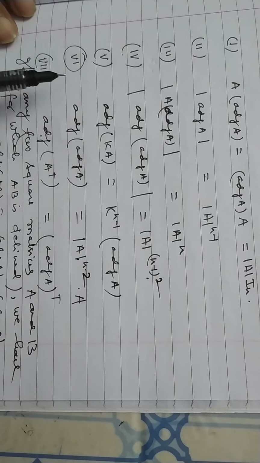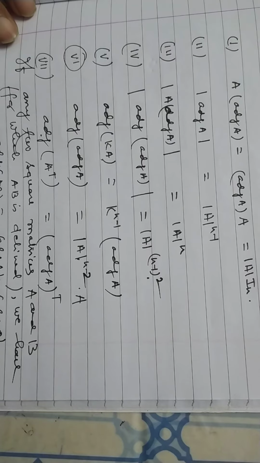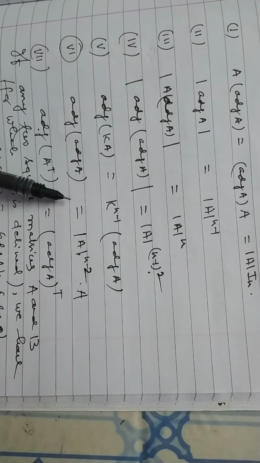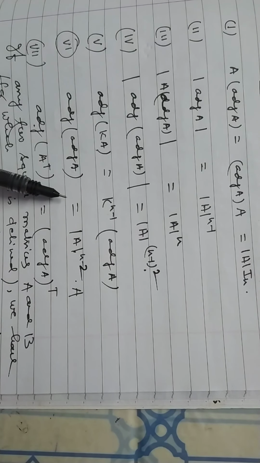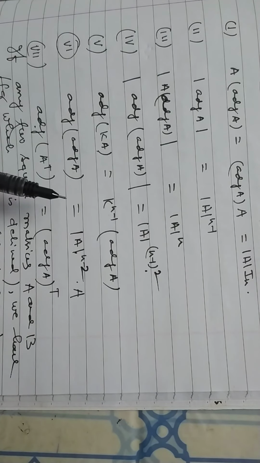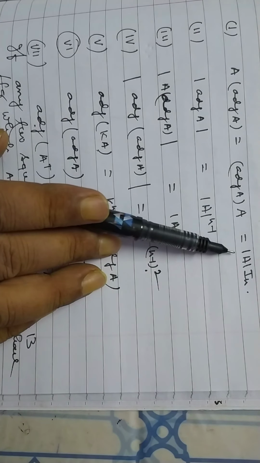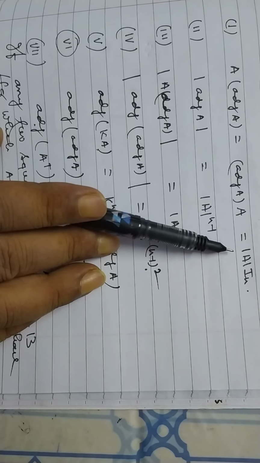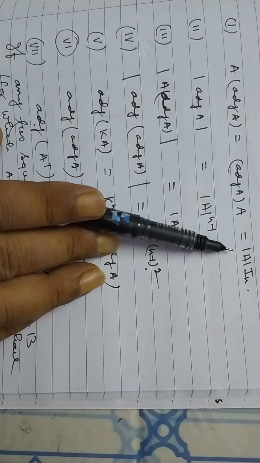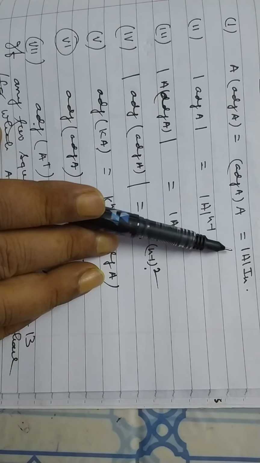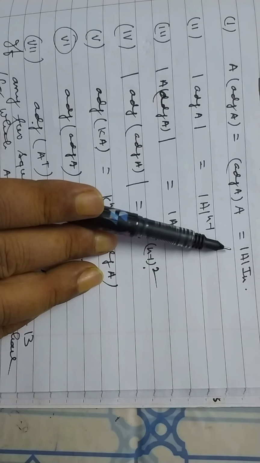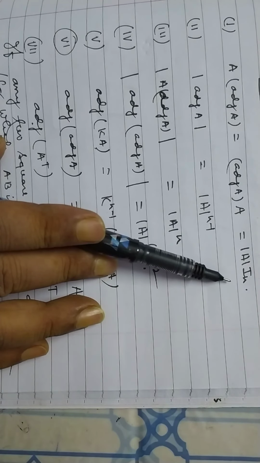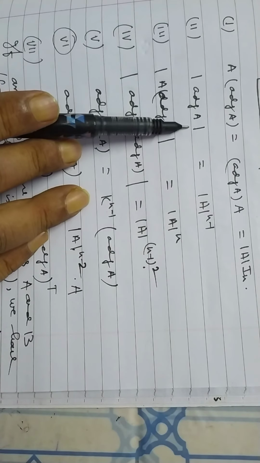So you must know all these properties. You must remember all these properties without proof, because it is very, very important for the purpose of examination. You must remember the first property. It is the backbone of all these properties. We have already proved it for your convenience. A into adjoint A is equal to adjoint A into A is equal to determinant A into I.